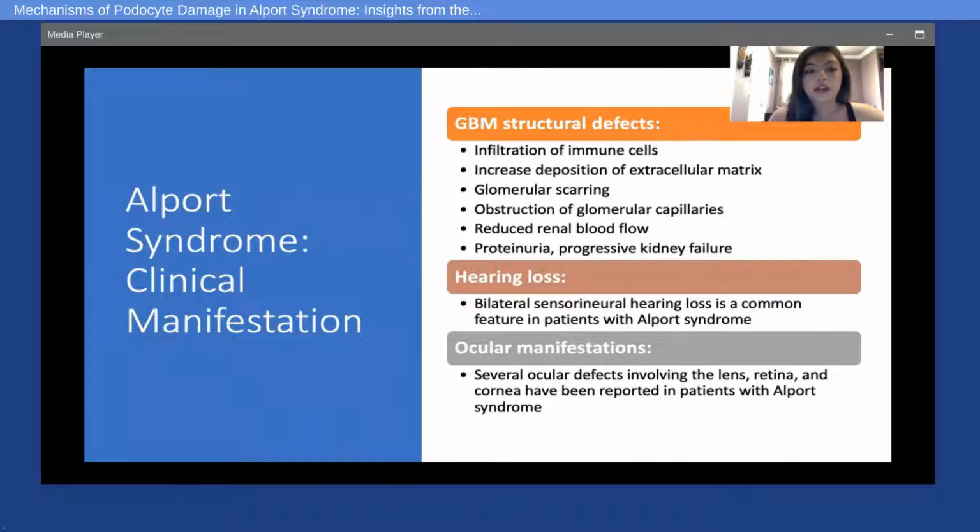Patients with Alport syndrome actually have many clinical manifestations. One of the main ones is that they have GBM structural defects. This causes the infiltration of immune cells, the increased deposition of extracellular matrix, glomerular scarring, obstruction of the glomerular capillaries, reduced renal blood flow, and proteinuria, causing progressive kidney failure. Patients also suffer from hearing loss and eyesight problems.